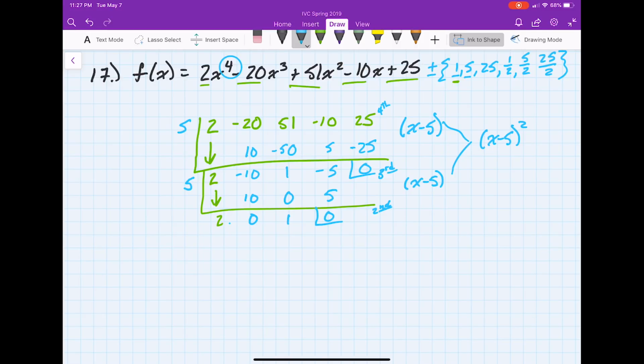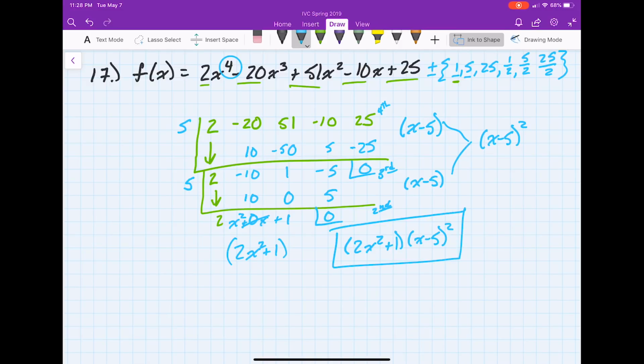Now, since this is to the second, it's a lot easier to just put this, would be 2x to the second plus 0x plus 1. So we can just write that down here. 2x, and there's no 0x, plus 1. So this is our, oops, forgot my exponent here. And so I can just rewrite this whole thing as x to the second plus 1 times quantity x minus 5, and that quantity squared. So that's our final answer for number 17.